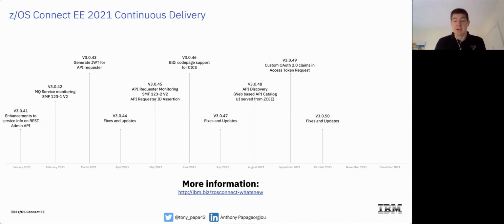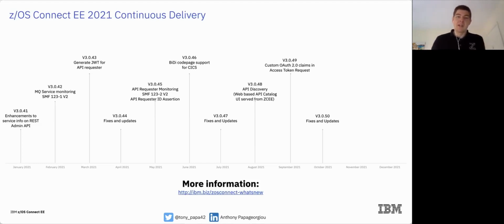The result of that is, if you do want to see what's new, we have a link there at the bottom: ibm.biz/zosconnect-whatsnew. That'll take you to a place where you can see everything that's coming, and we refresh that every month with the updates that we've got.